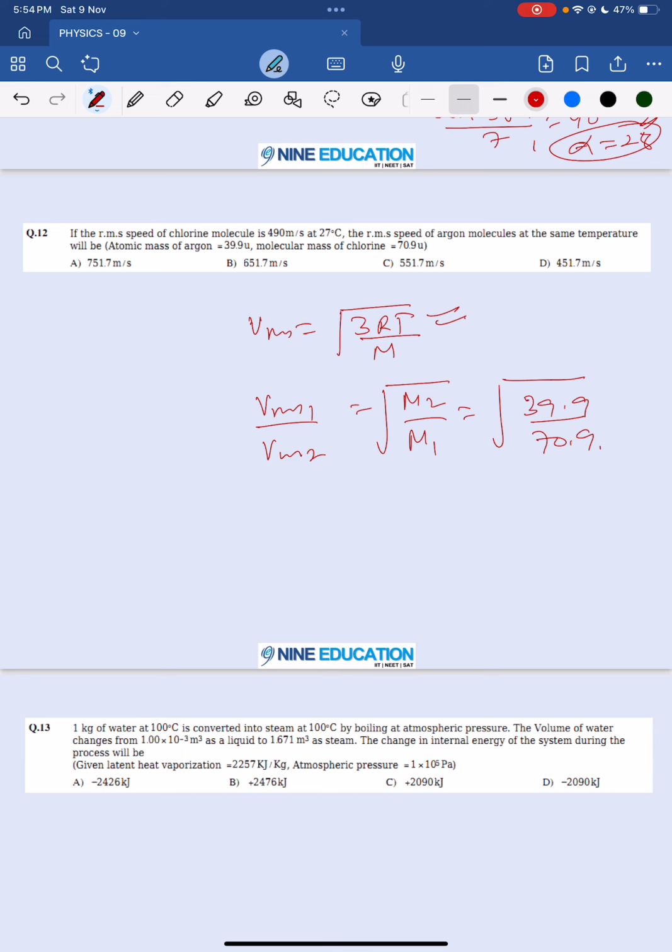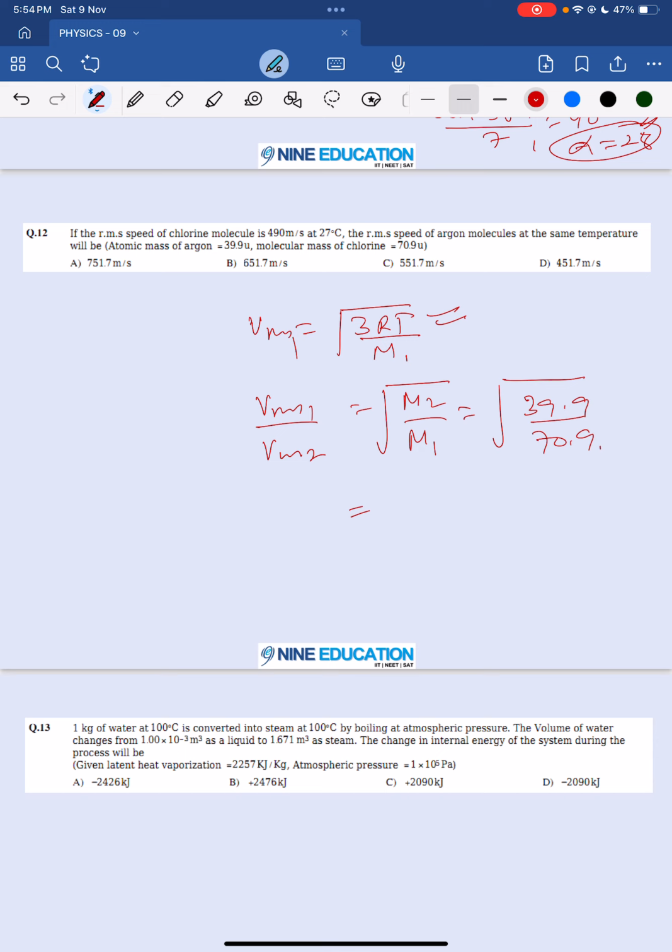39.9 and this is 70.9. So we are able to see here, just let me check once. So VRMS is root 3RT by M. This is 1, this is 1. So this is going to become 1 by M1 by, so it would be M2 by M1, correct? I think molecular mass of chlorine is this, argon is this, correct?